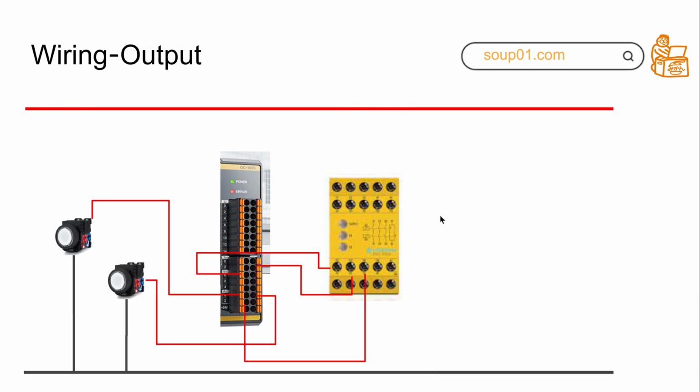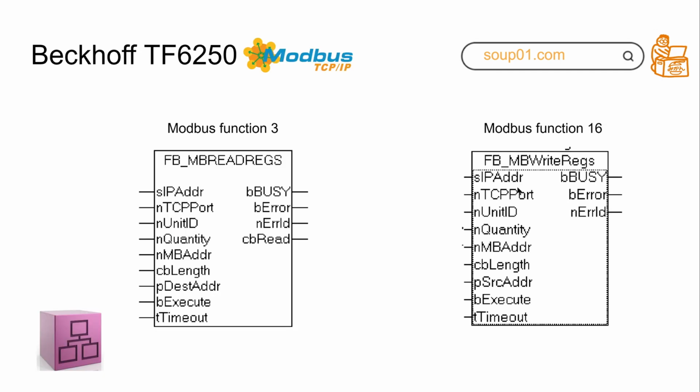For the output wiring, I only have an output signal to trigger the coil of the safety relay, and also I have two lamps to show the status of my system now.